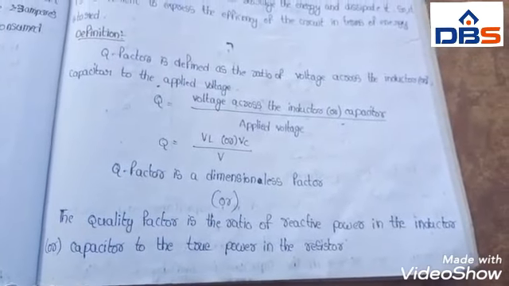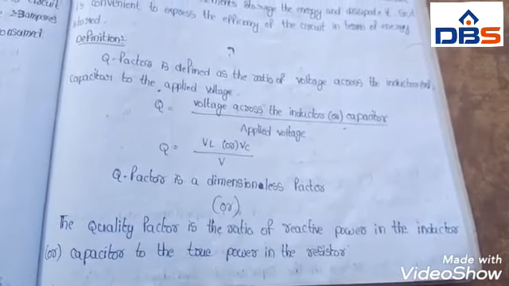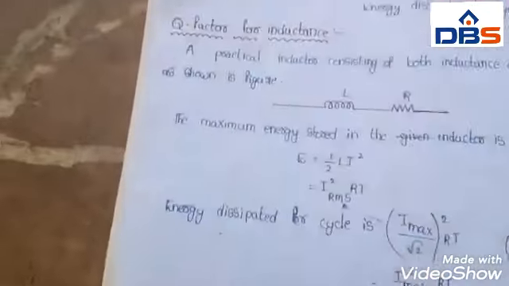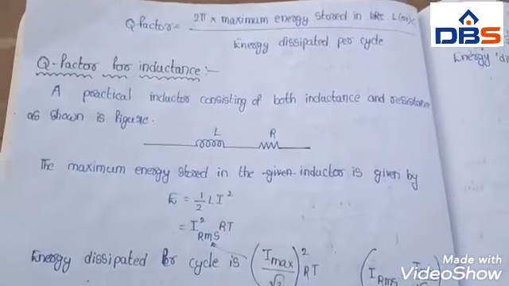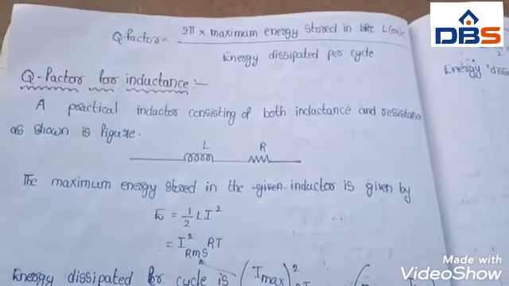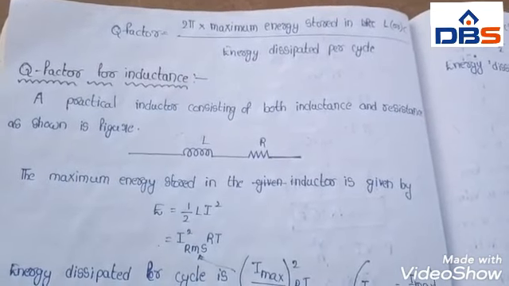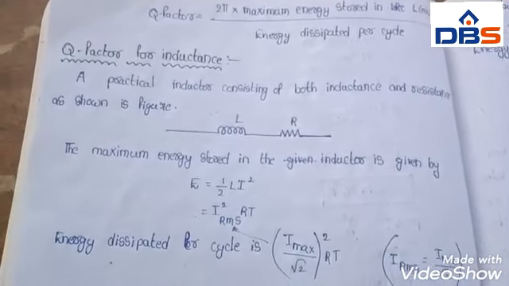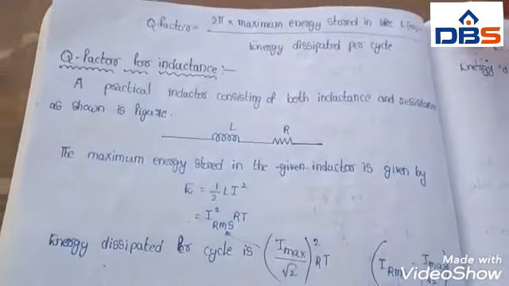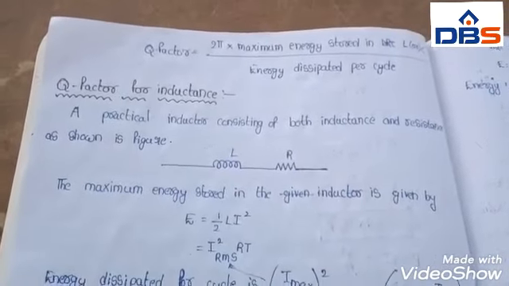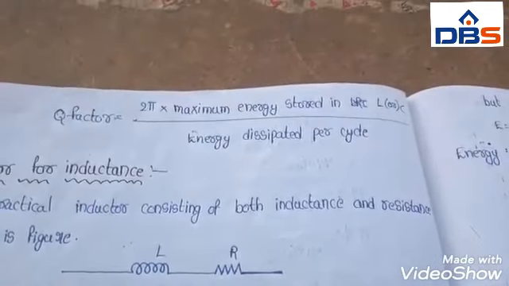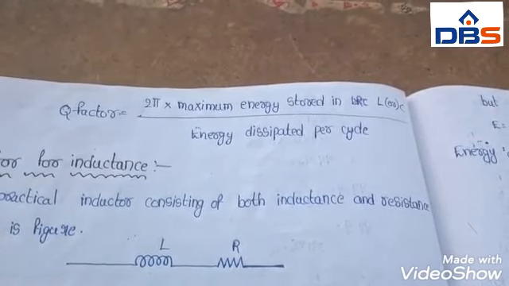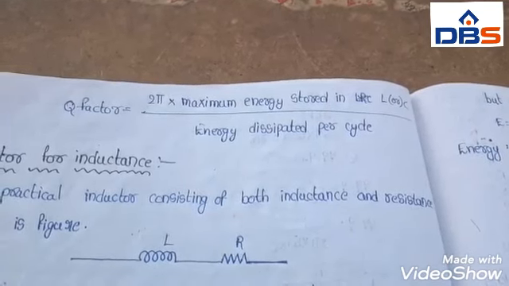Quality factor is the ratio of reactive power in the inductor or capacitor to the true power in the resistor. Why? Because the inductor or capacitor may store the energy and dissipate that energy in the resistor. That's why it is the reactive power of the inductor or capacitor to the energy dissipated in the resistor. So this is the basic definition: Q factor is equal to 2 pi into maximum energy stored in the inductor or capacitor divided by the energy dissipated per cycle.